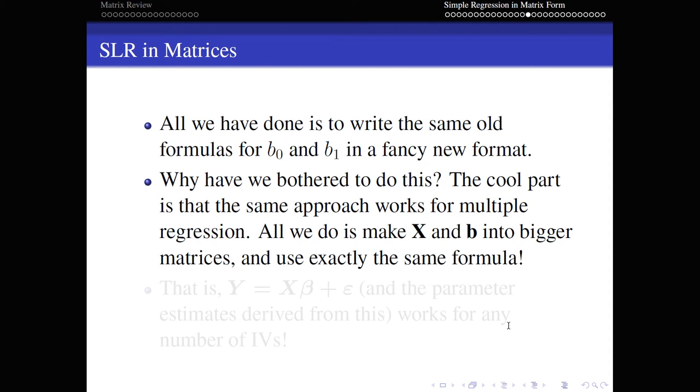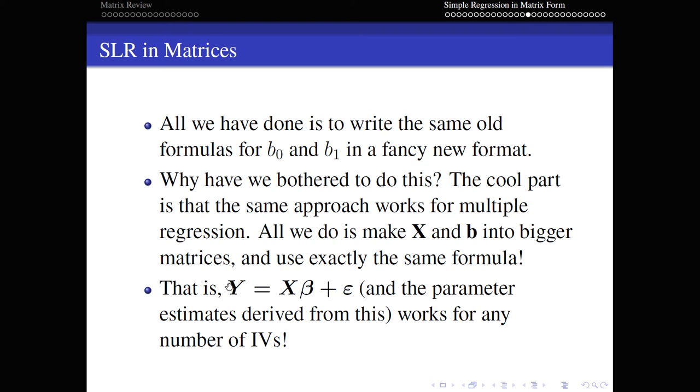Again, as we talked about before, the cool part is that the same approach works for a much broader dimension of matrices. Because our matrices are conformable in the way that we wrote them, we simply expand X to include as many independent variables as we want in the design matrix, then increase the vector B to represent the total number of parameters that we need to estimate, and then we can use the exact same formula. What that means is that this equation, y equals x beta plus epsilon, works for any number of independent variables. And in fact, this is our simple linear regression equation.